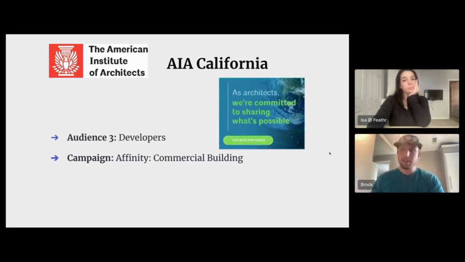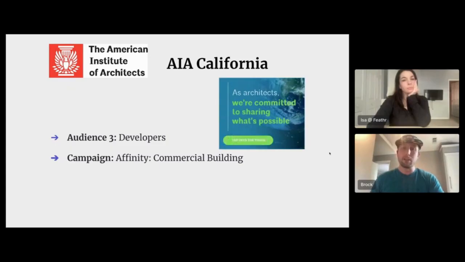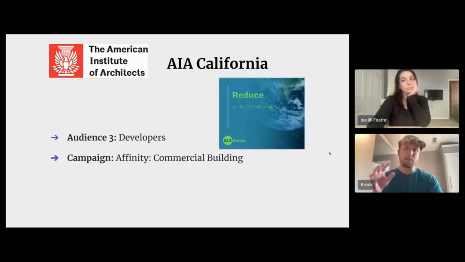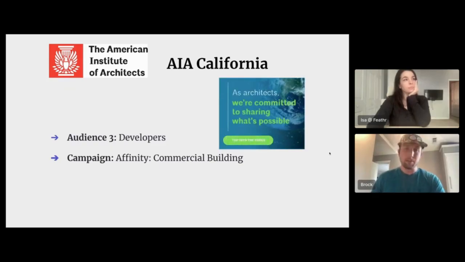And again, Feathr came through with a perfect affinity audience for us. Commercial building is the title of that audience. However, it is targeting developers. Like this affinity audience is developers. So just by setting a geo filter to California, we can target commercial developers in California and show them this ad, which is speaking directly to them.